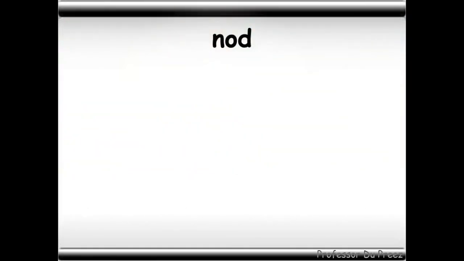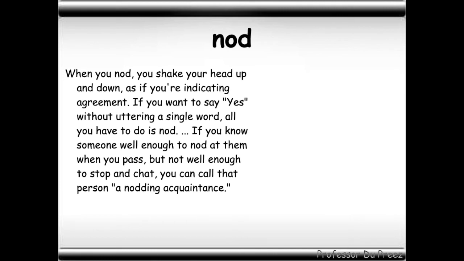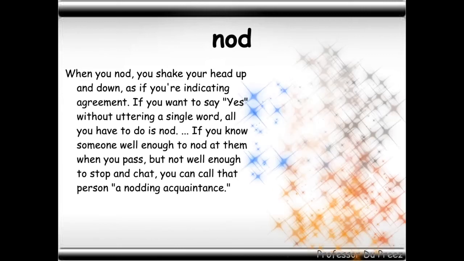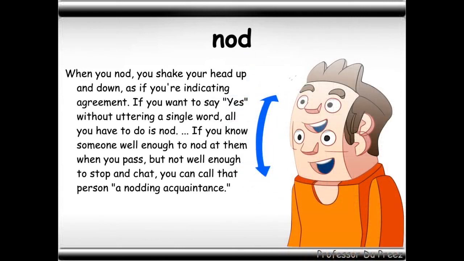Nod. Nod is when you move your head up and down as if you're indicating agreement. Up and down, like Noddy. If you want to say yes without uttering a single word, all you have to do is nod up and down. If you know someone well enough to nod at them when you pass, but not well enough to stop and chat, you can call that person a nodding acquaintance.